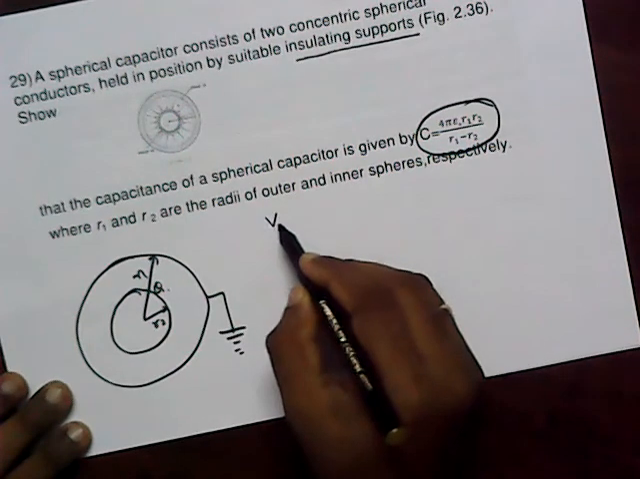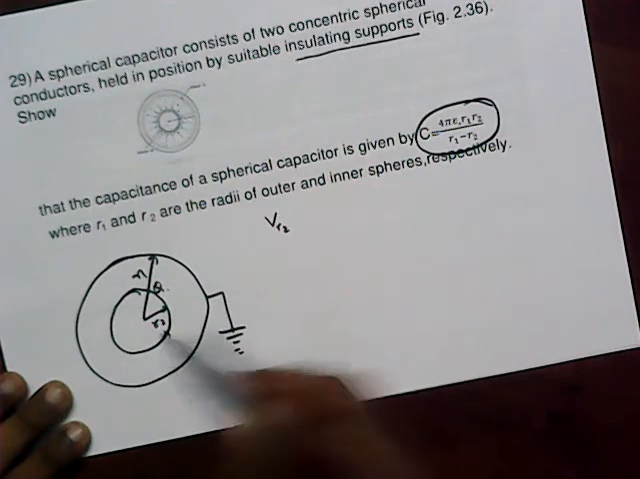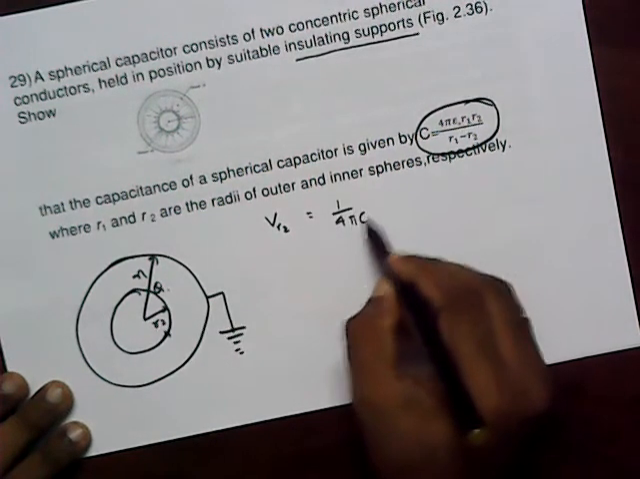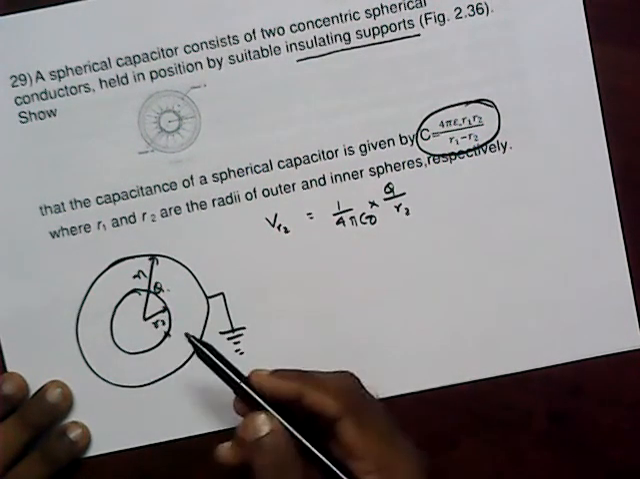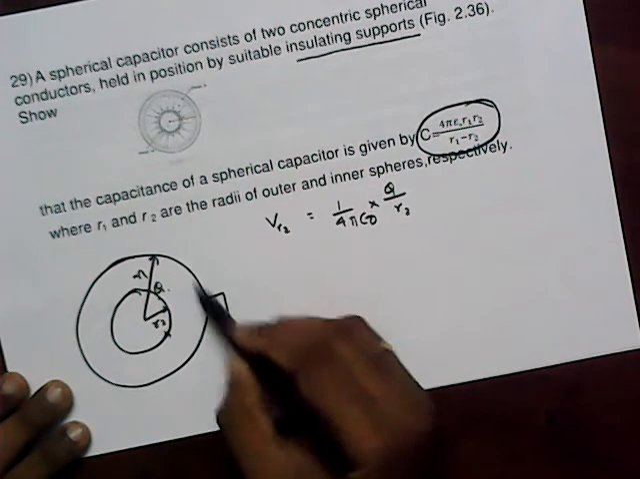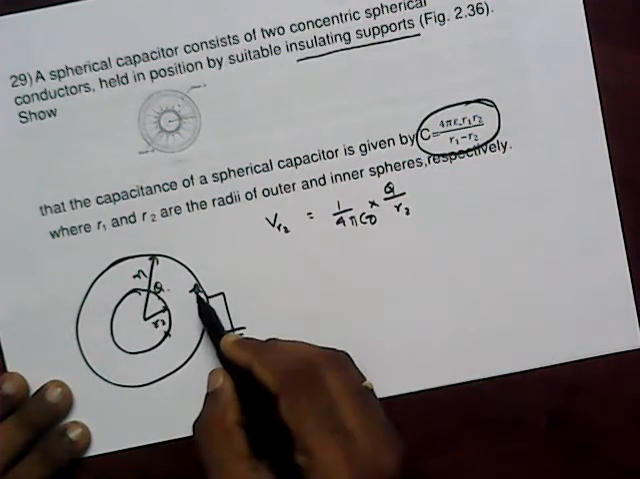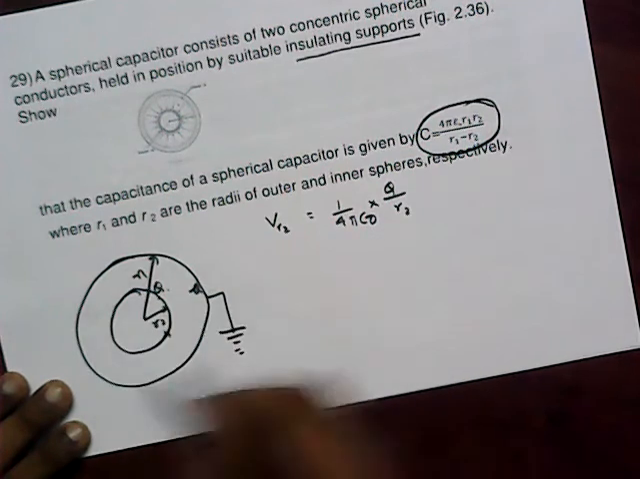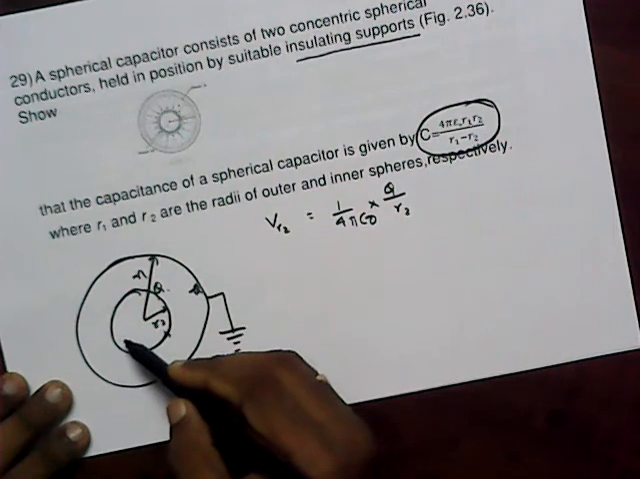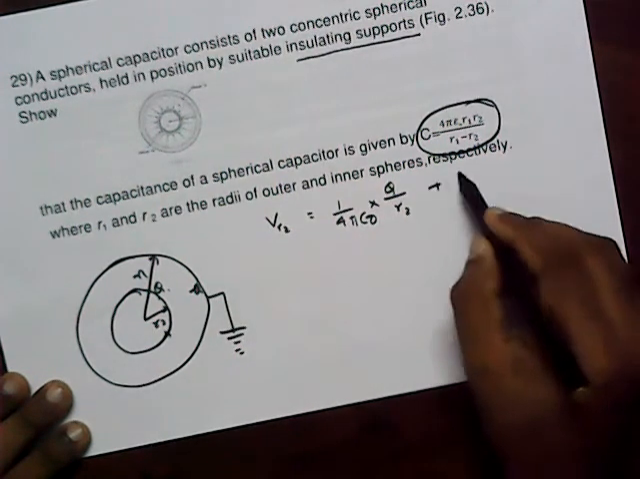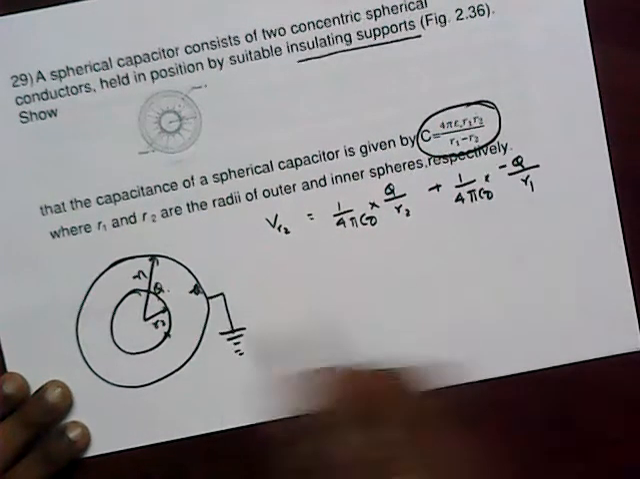So what is the potential at R2? Because of the Q charge, there is a contribution, which is 1 by 4 pi epsilon 0 times the charge divided by the separation, R2. Also keep in mind, because of induction, the inner layer of the outer shell becomes minus Q, and the outer layer is earthed, so it becomes 0. There is a contribution because of that induction on this shell. But inside a shell the potential is constant, because the electric field is 0. Therefore, that contribution can be written as 1 by 4 pi epsilon 0 times minus Q divided by its radius, R1.